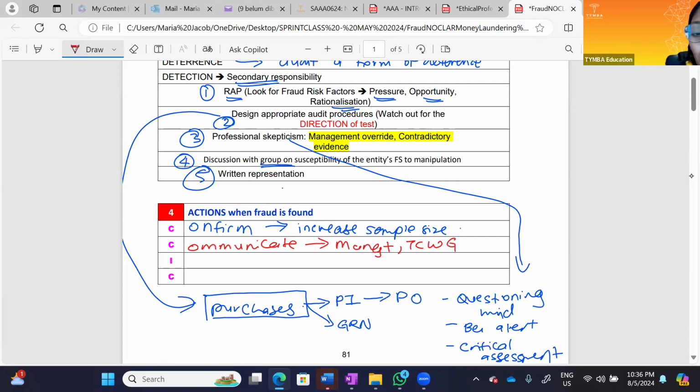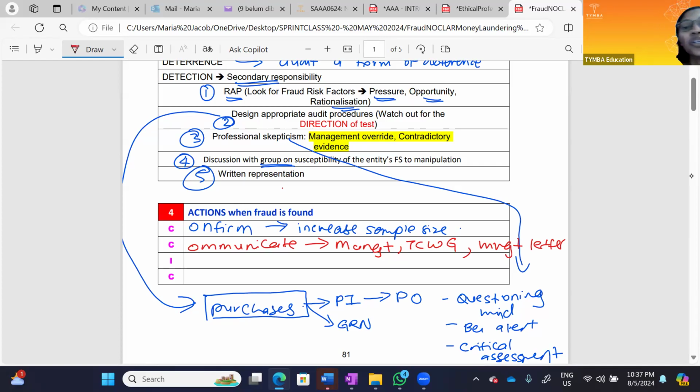Once we communicate to management and those charged with governance, there is something else we need to do. We will need to include this matter in our management letter. The reason this fraud is happening is that there is a deficiency in internal control. A fraud can happen because of a deficiency in internal control. He had the opportunity to do it; the internal control allowed him to commit it. So it needs to be included in the management letter as an internal control deficiency.